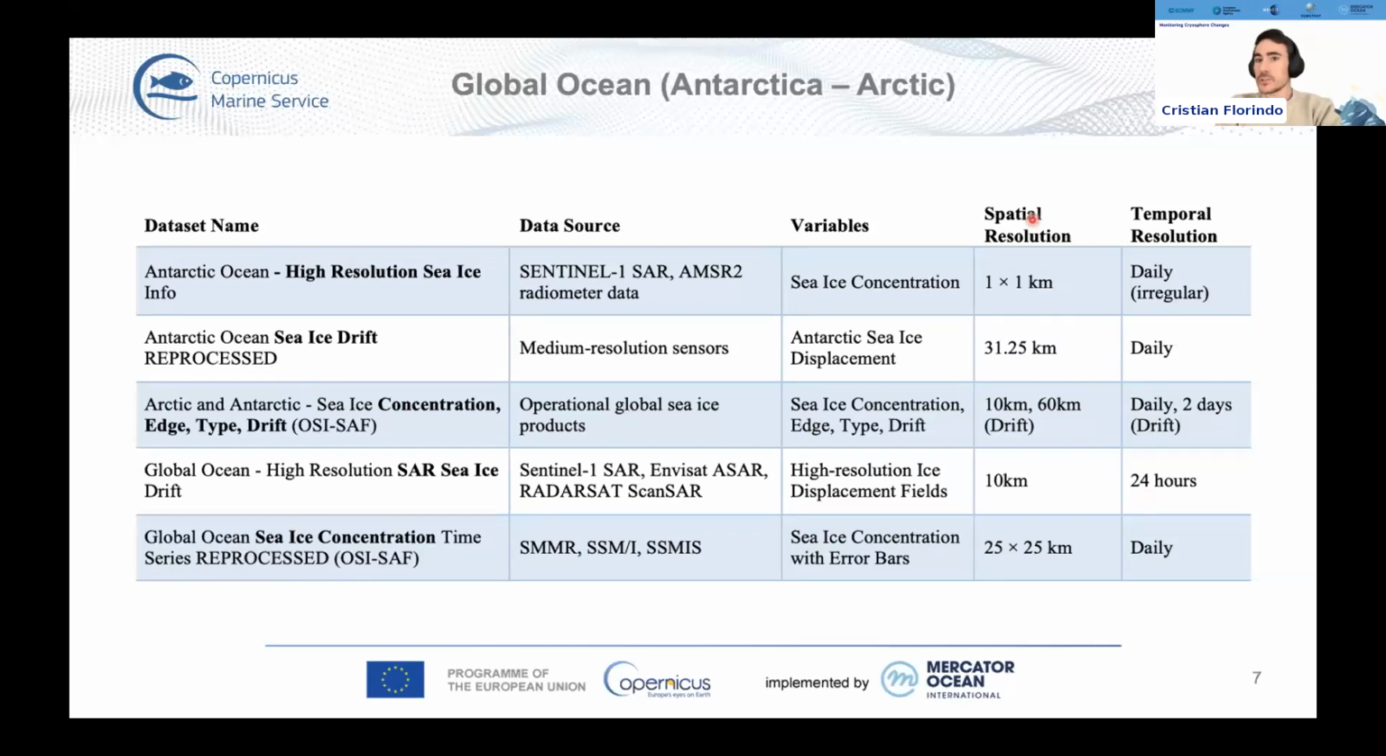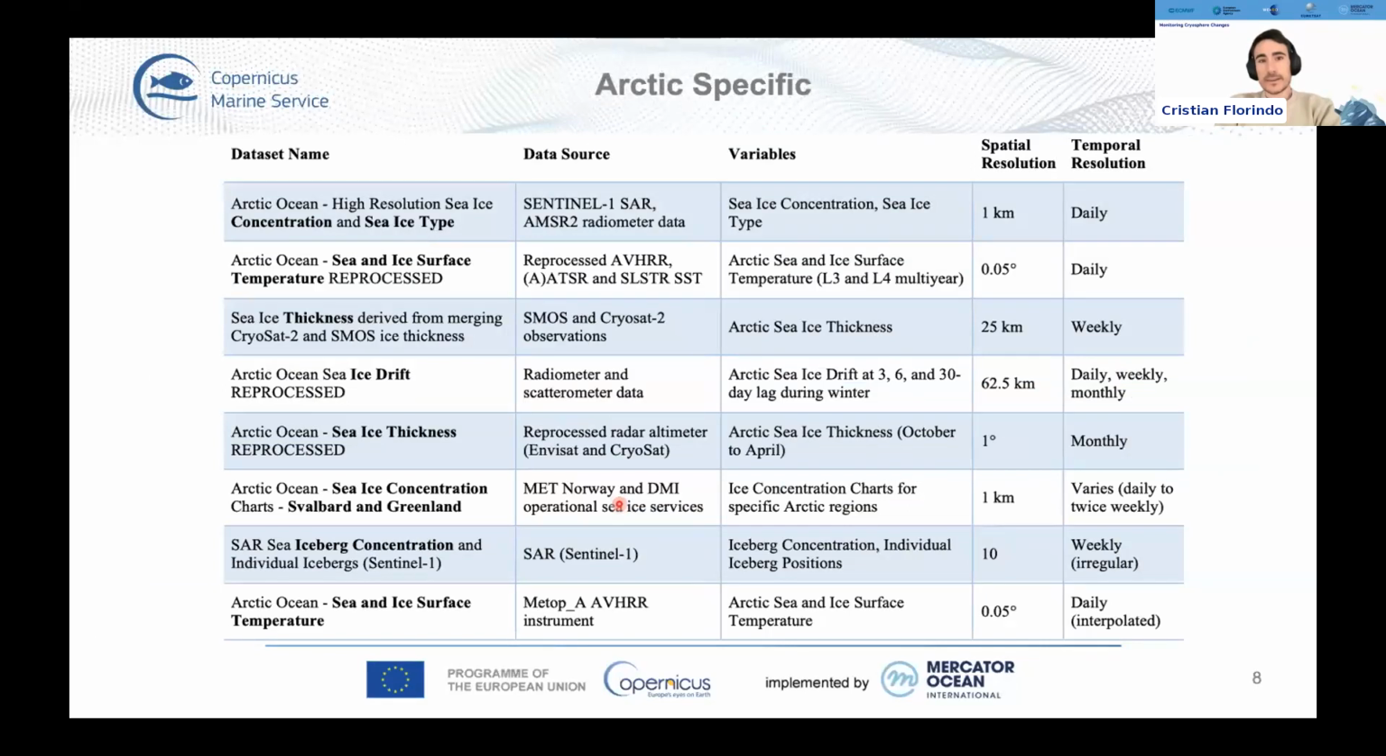They have different spatial and temporal resolutions, and some of them might have similar variables like concentration or thickness, but with small differences depending on where they originate and how they are calculated. Now, some of the Arctic specific data sets, which are only for the northern hemisphere. Again, we have concentration and the type of sea ice. You can also find the temperature of that sea ice with quite a high resolution and daily temporal resolution.